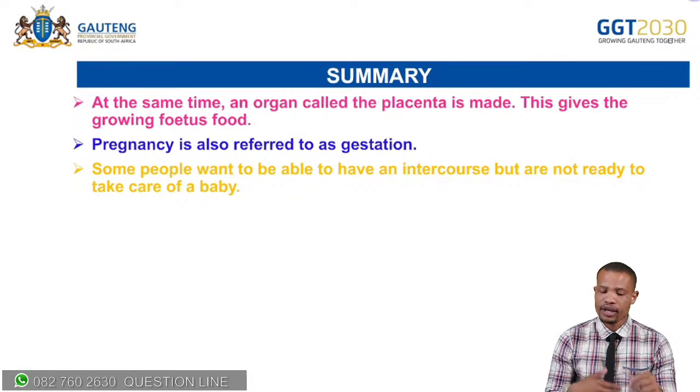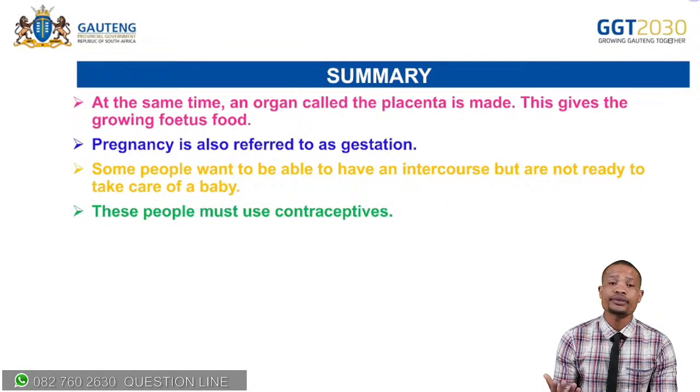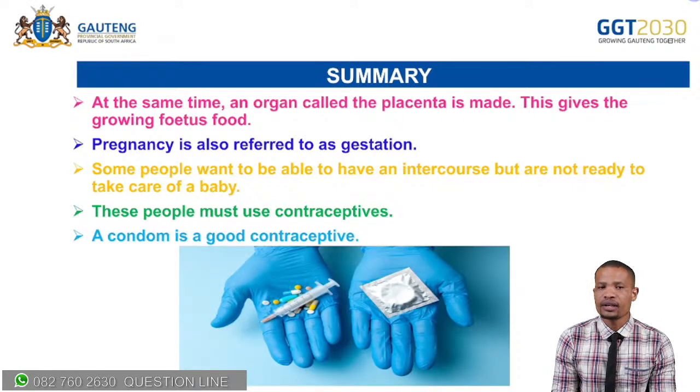So some people may want to have intercourse, but they're not ready, or they want to prevent unwanted pregnancies. So these people will tend to opt for contraceptives in order to prevent unwanted pregnancies from taking place. Right, so a condom is a good contraceptive to prevent pregnancy, but there are other forms of contraceptive measures such as tablets that females can take, and they're usually collectible at clinics or pharmacies, and also injections, to prevent pregnancy.